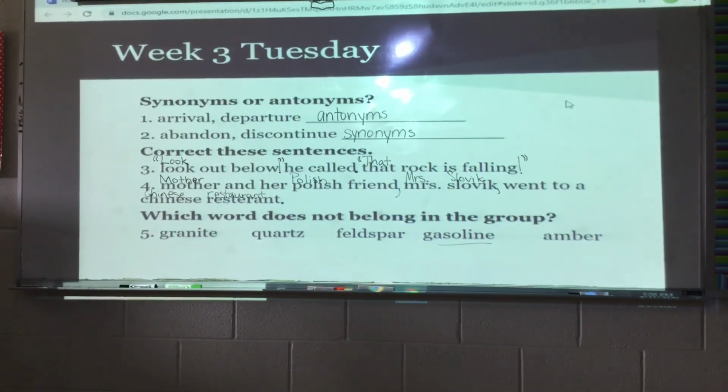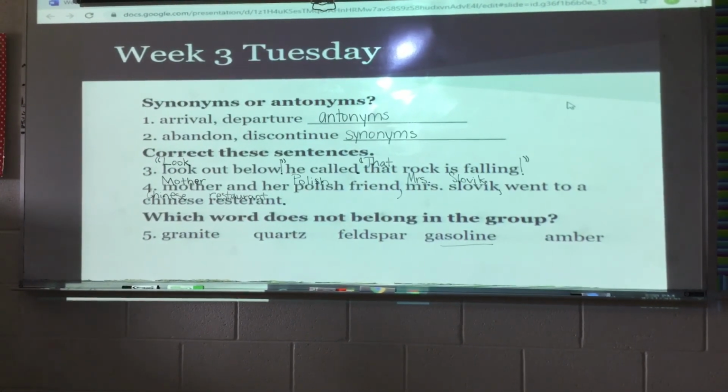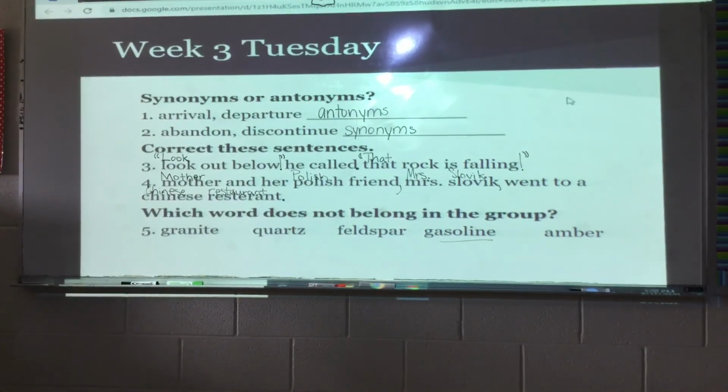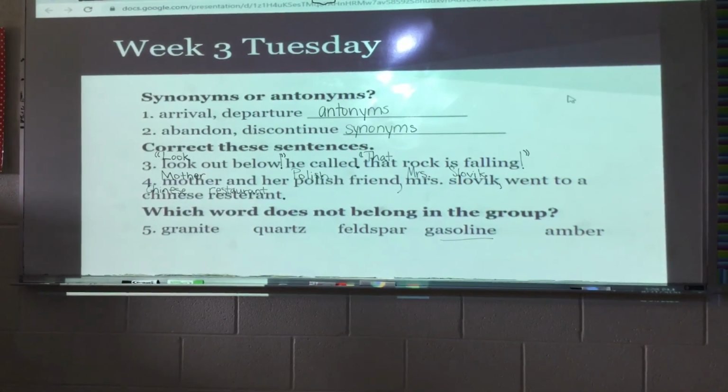Which one of these words does not belong? Granite, quartz, feldspar, gasoline, and amber. Gasoline is the one that doesn't belong. It's a liquid substance as to where the others are solid.